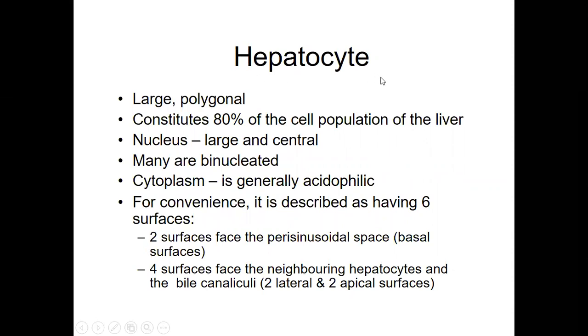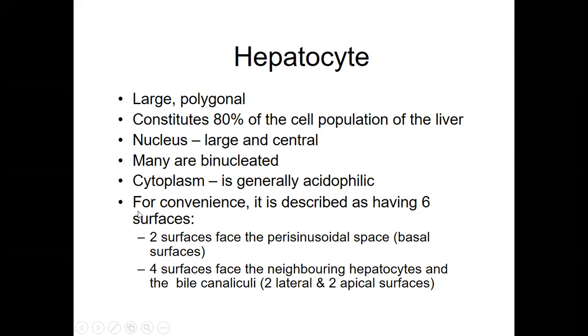The component of the parenchyma is the hepatocyte, the liver cell. The hepatocyte is large and polygonal in shape. It constitutes 80% of the cell population of the liver. The nucleus is large and central, and many hepatocytes are binucleated, having two nuclei. The cytoplasm is generally acidophilic, usually pinkish in color.